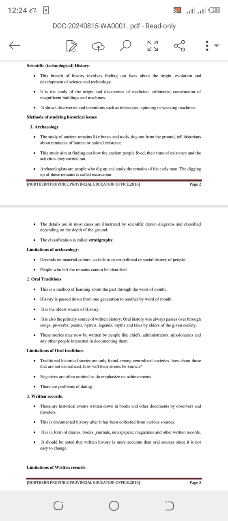stratigraphy. Now, what are the limitations of archaeology? You find that you want to dig up a certain place to discover something about certain bones, but then politics or culture of the people who are living in the area may not allow you to do that. Imagine you're an archaeologist, then you want to discover something in a certain area, and then the culture of those people states that no, we do not dig up graves. Okay, that's actually very normal.